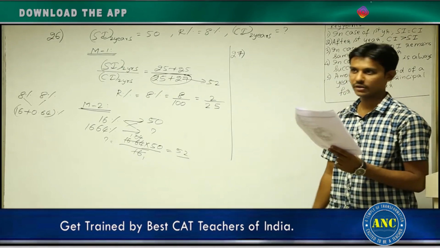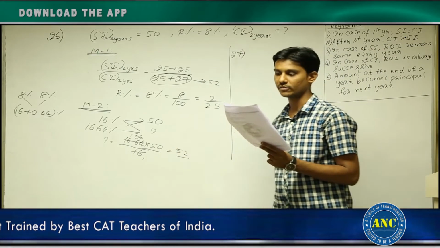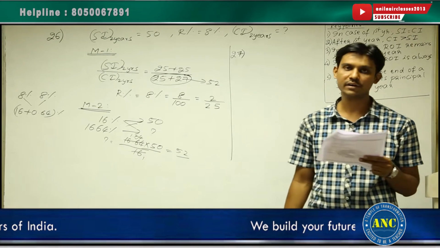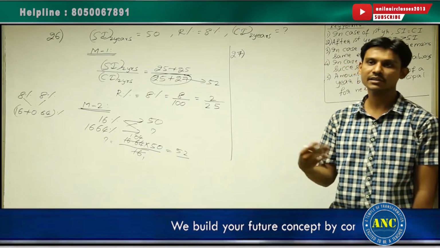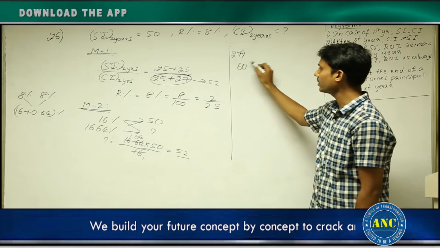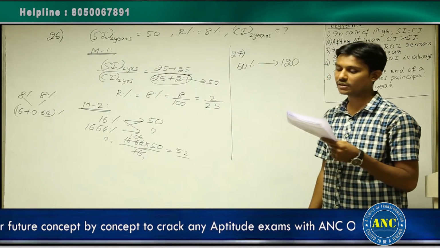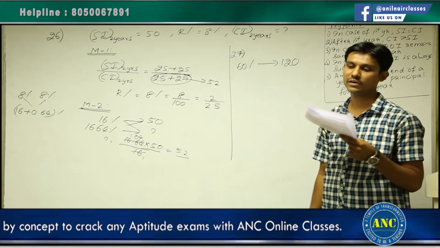Please hear the 27th question. If you have understood the 26th question, you will tell the answer without using a pen. If the SI for 3 years at a 20% rate of interest is 120, what is the effective rate of interest? 60%. 60% is giving you 120. What will be the CI for the same number of years at the same rate of interest?